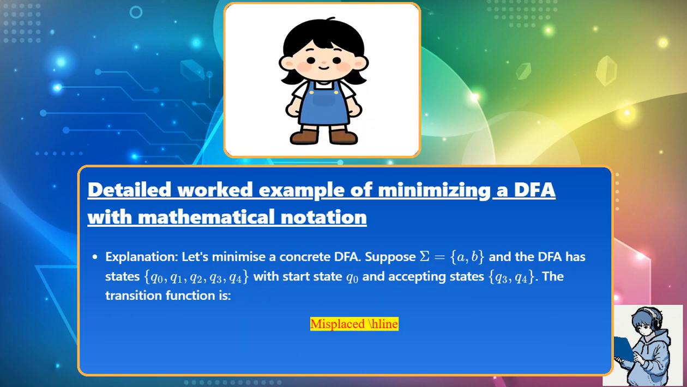Explanation: let us minimize a concrete DFA. Suppose sigma equals {a, b} and the DFA has states q0, q1, q2, q3, q4 with start state q0 and accepting states q3 and q4. The transition function is given by: from q0, on a goes to q1, on b goes to q2; from q1, on a goes to q3, on b goes to q4; from q2, on a goes to q3, on b goes to q4; from q3, on a goes to q3, on b goes to q3; from q4, on a goes to q4, on b goes to q4.